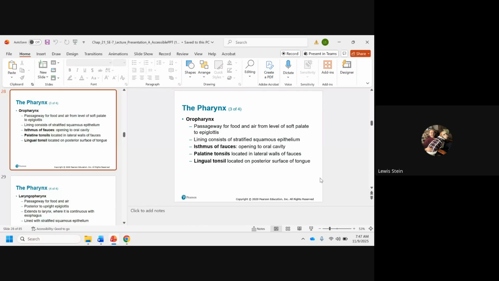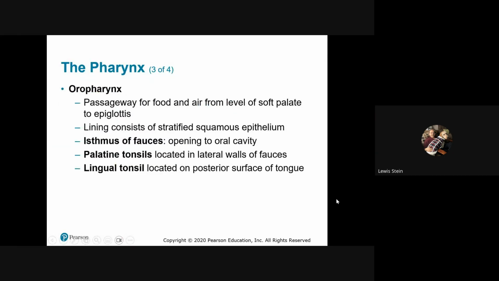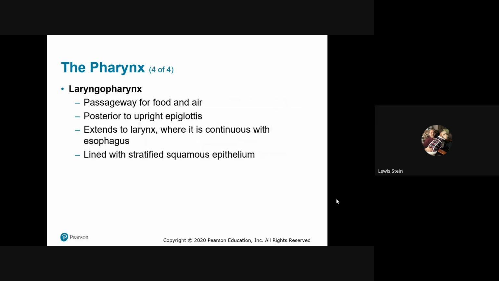Let me continue. There's not a lot to say about the pharynx. Apologize for the delay, but we'll be back. Basically, the oropharynx, just for food, again, is stratified squamous. I'm not worried about this kind of anatomy. We'll get back to it when we look at the immune system, where the tonsils are. And the laryngopharynx is basically similar in that regard.